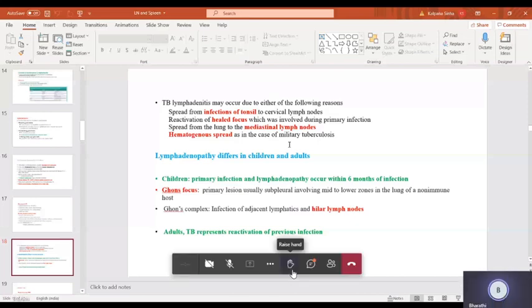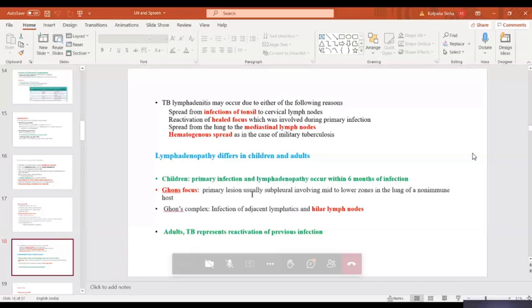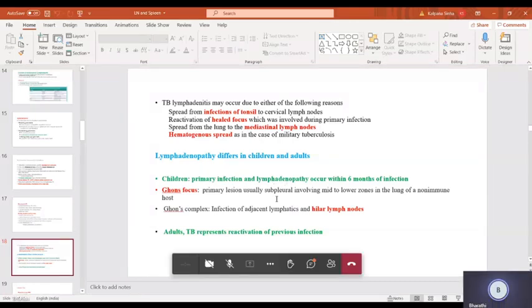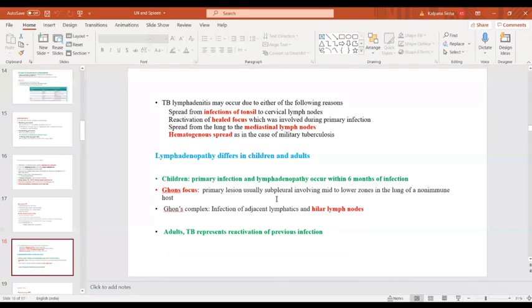In children and adults, there is a slight difference in lymphadenopathy. In children, it can be a part of primary disease, because in children there is Ghon's focus, in which there is involvement of lymph nodes as a part of the primary infection. So hilar lymph nodes are involved. In children, within 6 months they will get tubercular lymphadenitis, and hilar lymph nodes are most commonly involved. But in adults, it is mostly a part of reactivation of the previous infection.